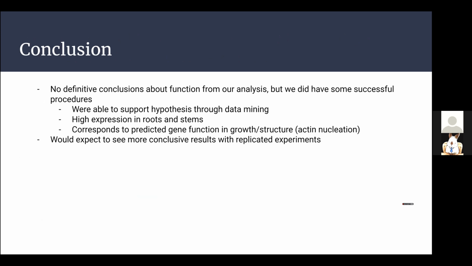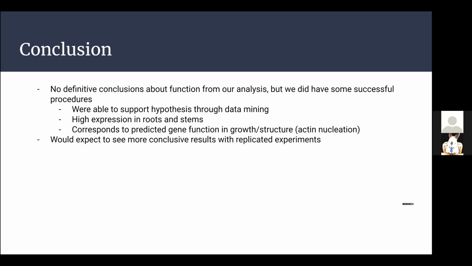So all in all, we weren't able to make definitive conclusions from most of our analysis, but we did have some successful procedures, and we were able to support our hypothesis about gene function through some of the data mining that we did. And so this data mining showed high expression in roots and stems, which corresponds to our predicted gene function that we got from the literature search.